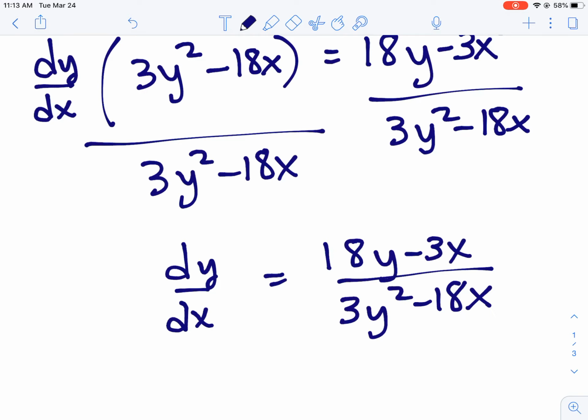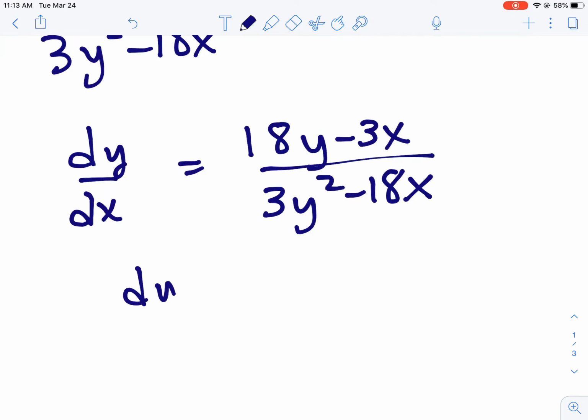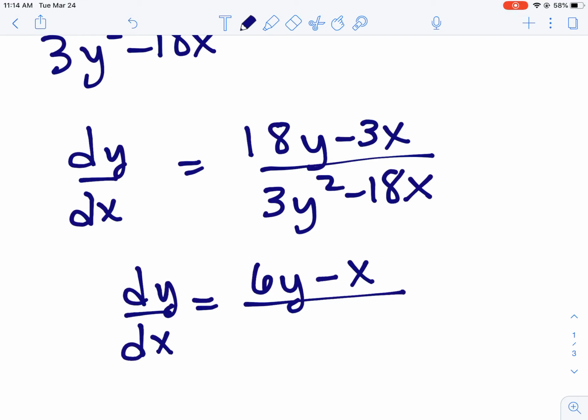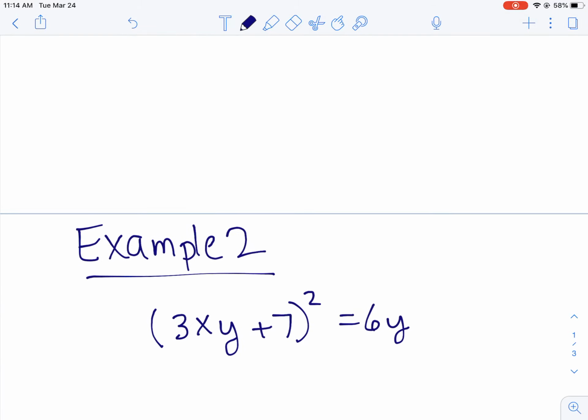Notice when you do implicit differentiation, you have x's and y's in your answer. Now, the only thing I can do to simplify here is I notice everybody can be divided by 3. So that's what I'm going to do. I have dy dx is equal to 18y divided by 3 is 6y, minus 3x squared divided by 3 is just x squared, over the 3y squared divided by 3 is y squared, minus that divided by 3 is just 6x. And that's it. That's my dy dx by implicit differentiation. So it's kind of weird, but it's not that bad. It's a lot of algebra.